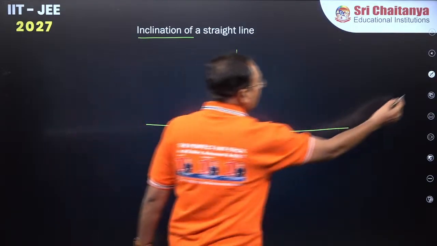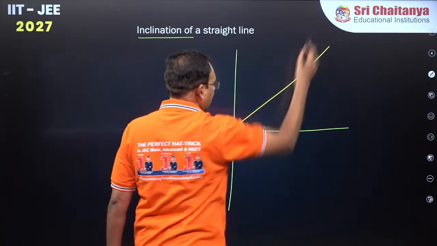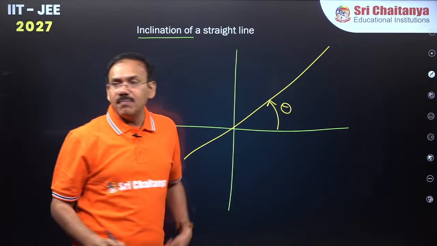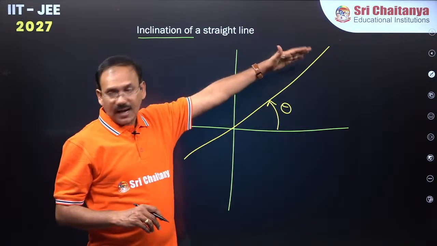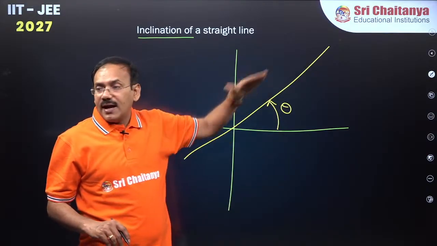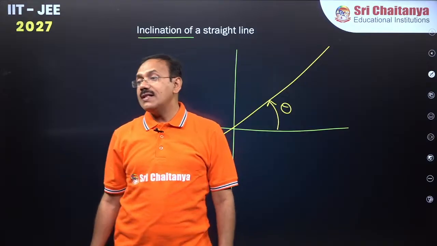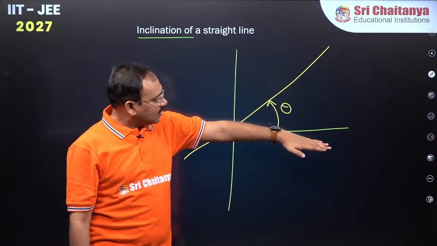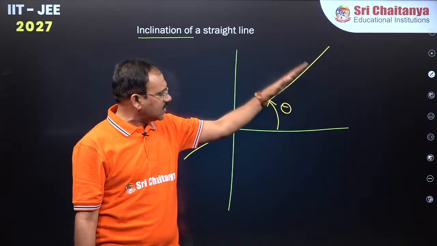Suppose a line makes an angle theta with the x-axis in the anti-clockwise direction. You see, dear student, listen to me carefully. What do you mean by theta here? A line, this is the line I am talking about. The angle made by the line with the x-axis in the anti-clockwise direction. In the sense, you have to remember, this positive x-axis is to be rotated to coincide with this line.